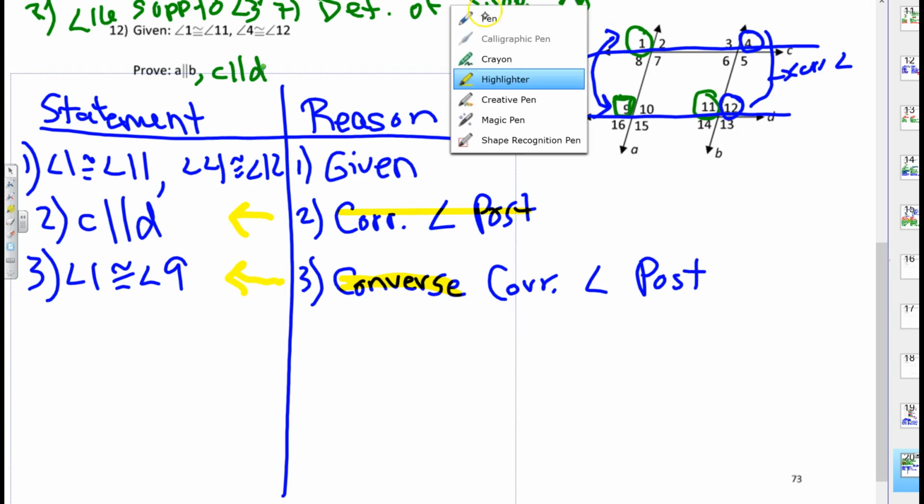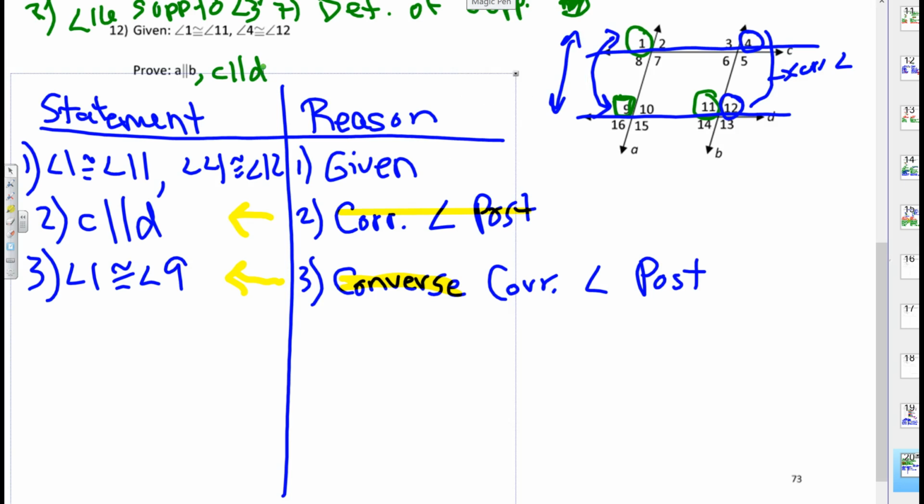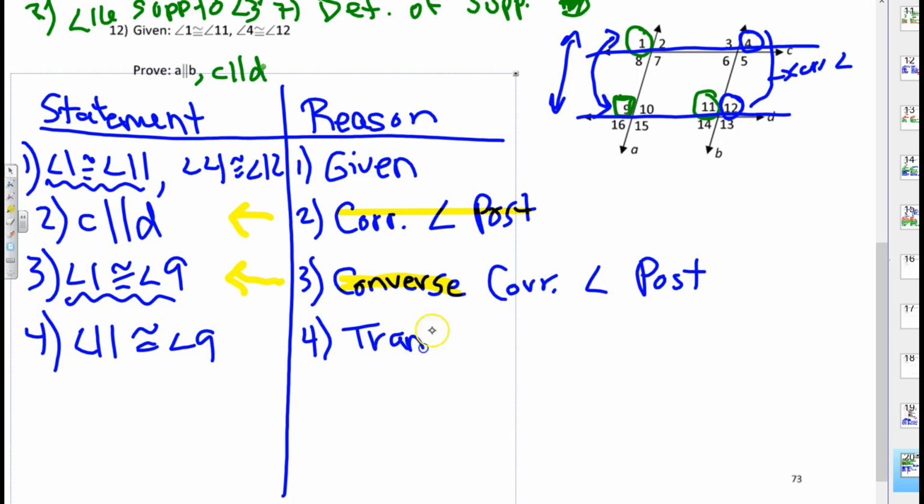Well, now that I've done that, I already know that 1 is congruent to 11, and we know 1 is congruent to 9. So by the transitive property, I can say that angle 11 is congruent to angle 9. And again, guys, that's by the transitive property, not by the corresponding or converse of the corresponding angles postulate. I cannot use the corresponding angles postulate going horizontally yet because we haven't proven A parallel to B. That's what I'm trying to do, but I haven't gotten there yet.